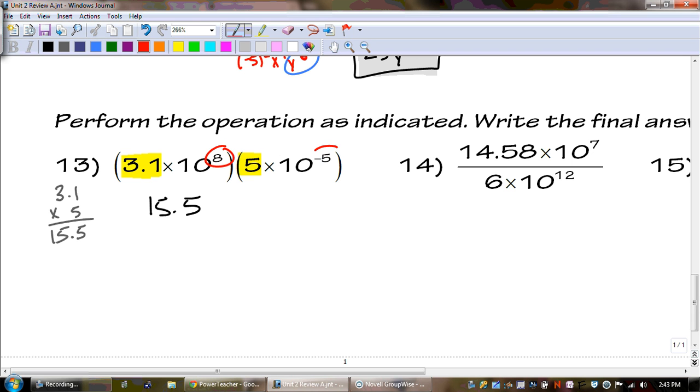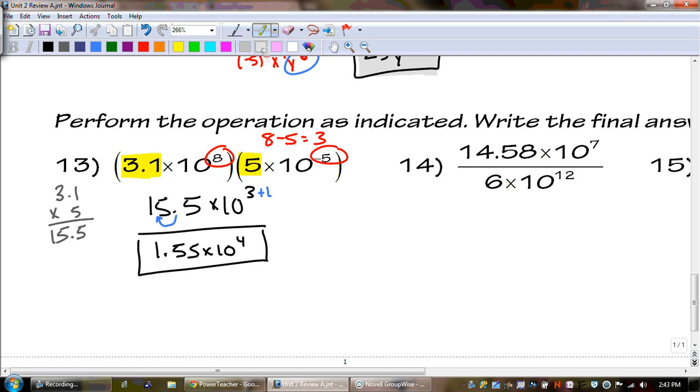All right, and then we're going to combine our exponents. 8 minus 5 is 3. Now, it's not in proper scientific notation. I have to move it one spot to the left, so that means you would have to move the exponent one spot to the right. So we get 1.55 times 10 to the 4th as our final answer.